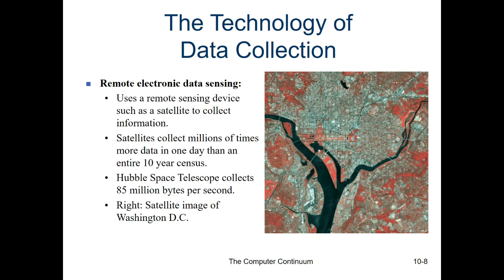Here is also slide imagery data collection, where remote electronic sensing devices were used to collect data from space, and these slides collect millions of times more data than an entire 10-year census. So that's the scale at which information is being collected from satellites. If we talk about the Hubble telescope, which is one of the most advanced telescopes up in space, it collects 85 million bytes per second. And then we have the satellite image of Washington DC. You could see the image which the slide has captured.